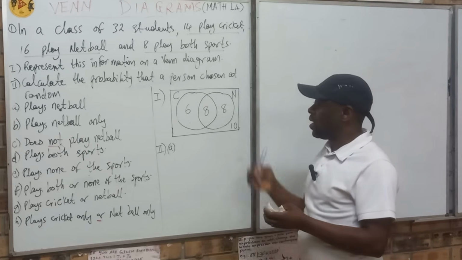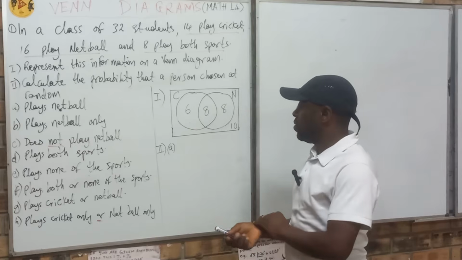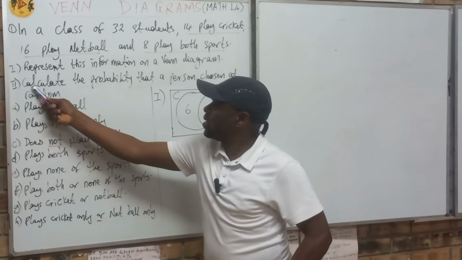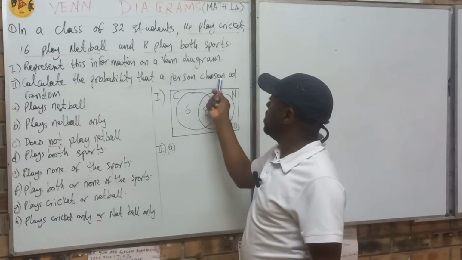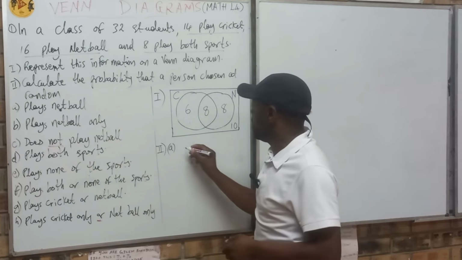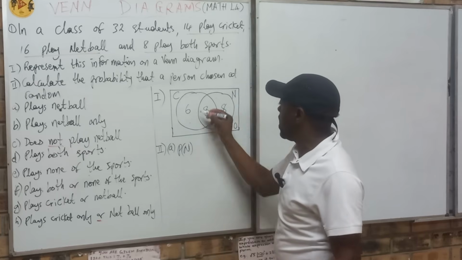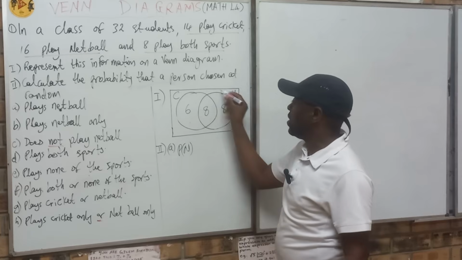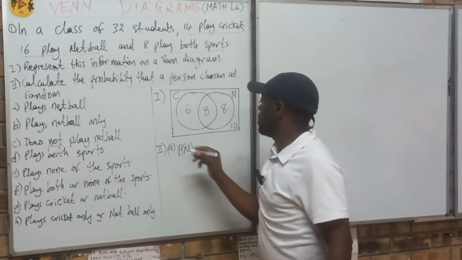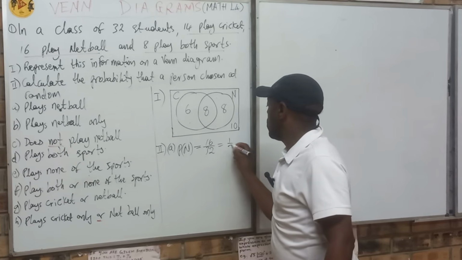With a complete Venn diagram like this, calculating probabilities should be a very simple issue. So we can now go through the procedure. Roman 2 says calculate the probability that a person chosen at random plays netball. So that's simple. If I need the probability of playing netball, I've represented my netball by n. You see, I simply write everything in the circle, which is 8 plus 8 out of the total number of students. So that gives me 16 over 32 or 1 over 2.